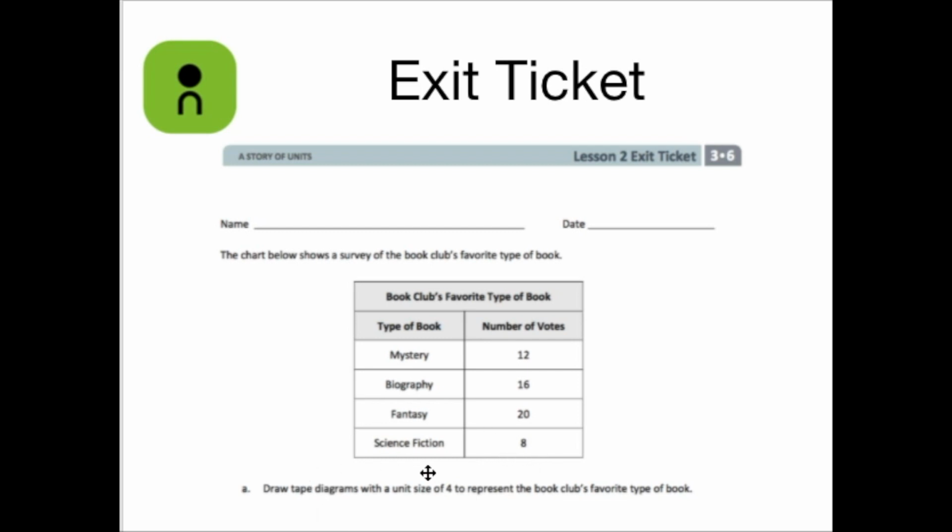I'm asking you to draw tape diagrams with a unit size of 4 to represent the book club's favorite type of book. Tape diagrams is plural. It's asking us to draw a tape diagram for mystery, for biography, for fantasy, and for science fiction. So you're going to use a tape diagram to show me 4, 8, 12. That would be 3 units of 4 for mystery.